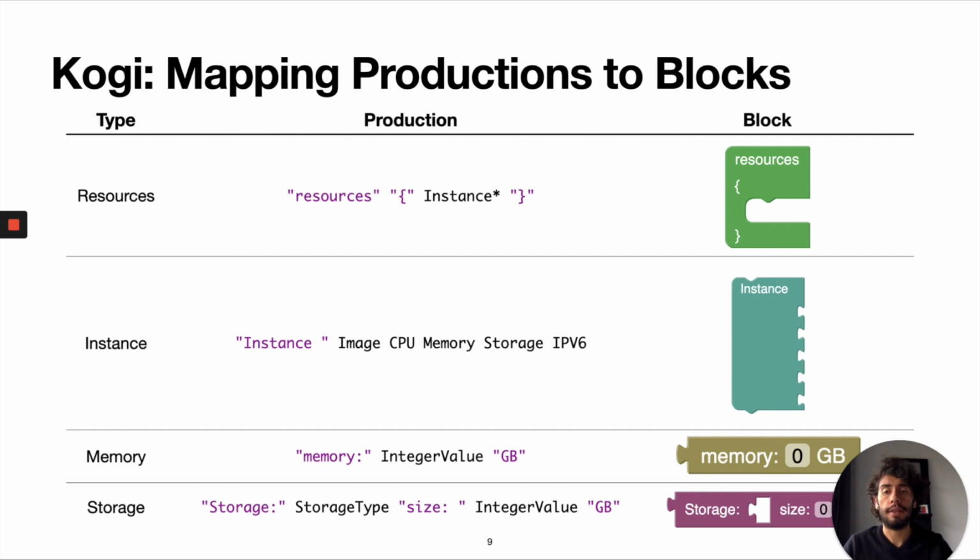Then memory is defined as an integer value. This is one of the benefits of inlining chain rules, because here we only have one block. If we do not inline chain rules, then we will have one block but with an extra hole, and then users will have to drag and drop an integer block to be able to define the memory. And finally, the storage is defined as the storage type and an integer value. The storage type is another non-terminal. That's why we have a hole in there. But the integer value is replaced there directly thanks to the inlining of chain rules.